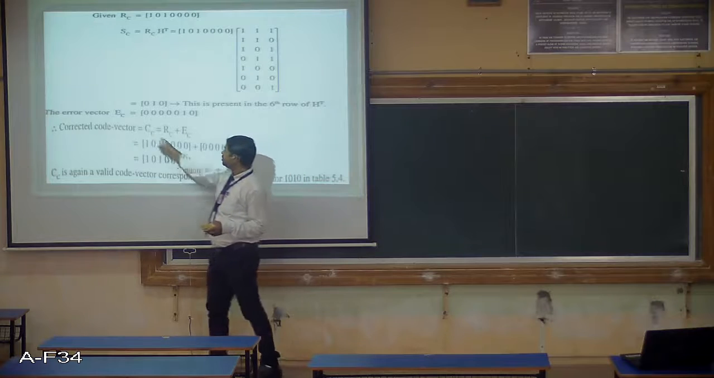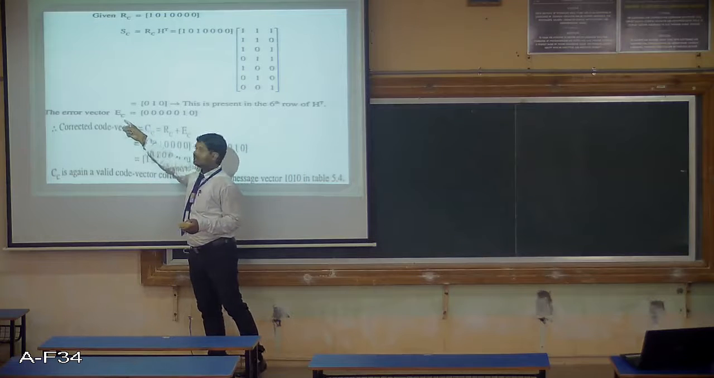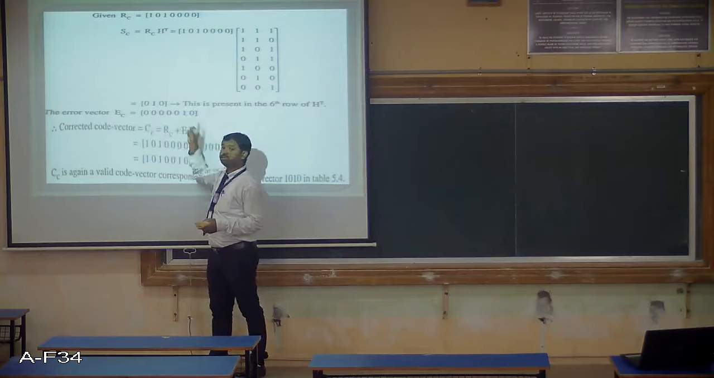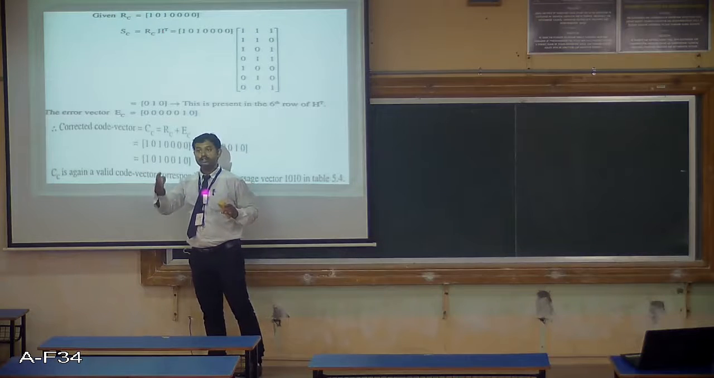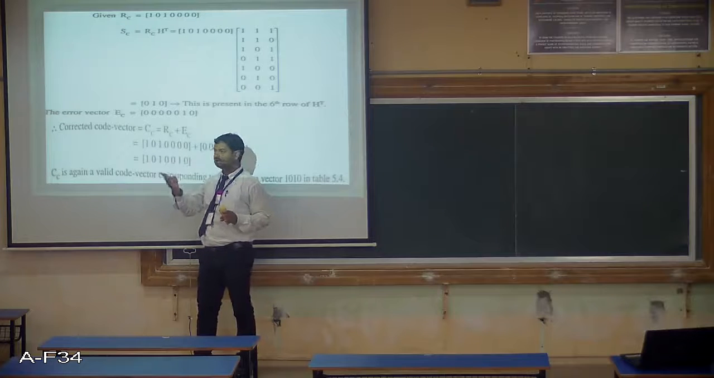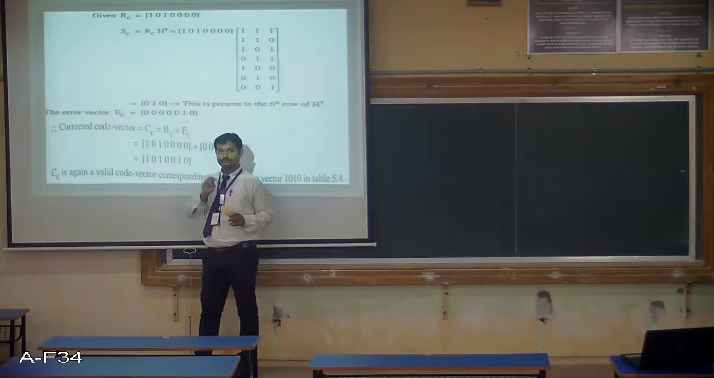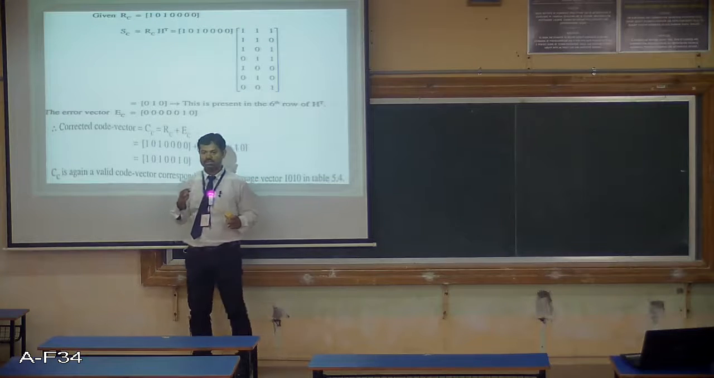So my error vector has only the sixth bit as 1. The rest of the bits are 0 because they are absolutely fine. Only that sixth bit is not equal to the original, so that corresponding bit is 1. That's what I said.